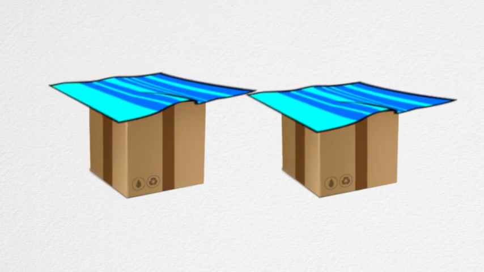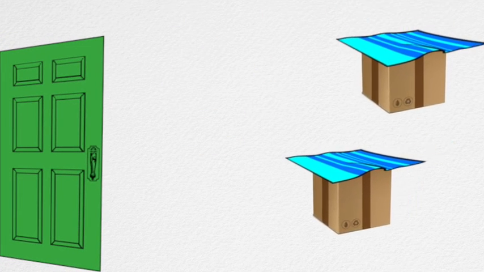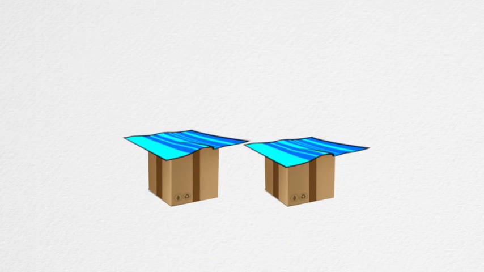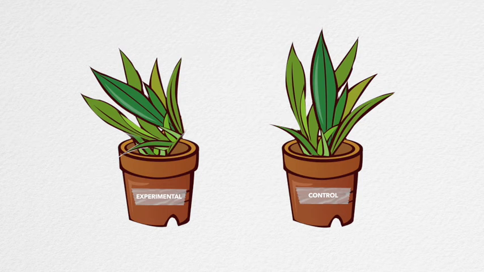4. Place both boxes in a dark location like a closet to prevent the light from reaching the plant. 5. Leave the box in the closet for 10 days for best results. 6. After 10 days, take out both of the boxes from the closet, remove the plant from the box, and record the change in curvature of the experimental plant in comparison to the control.